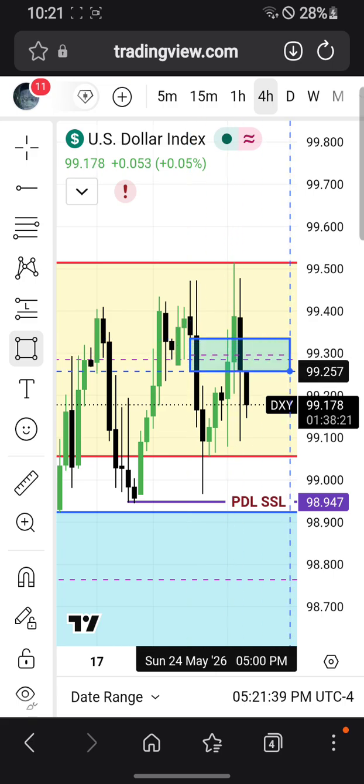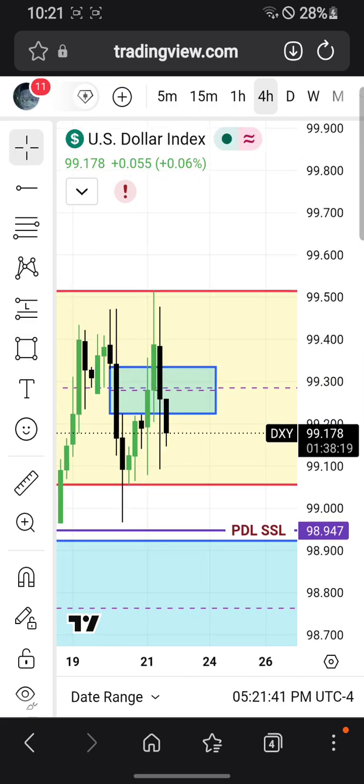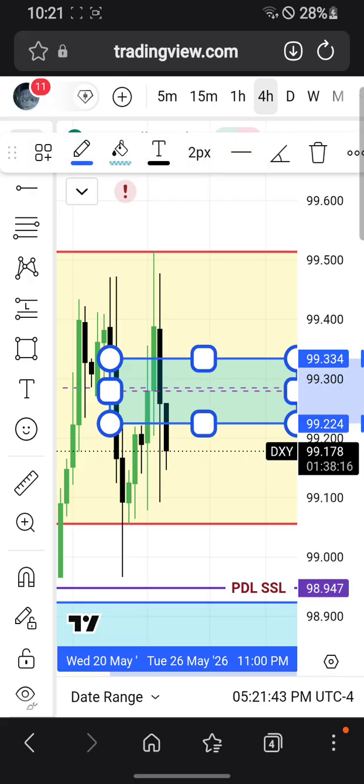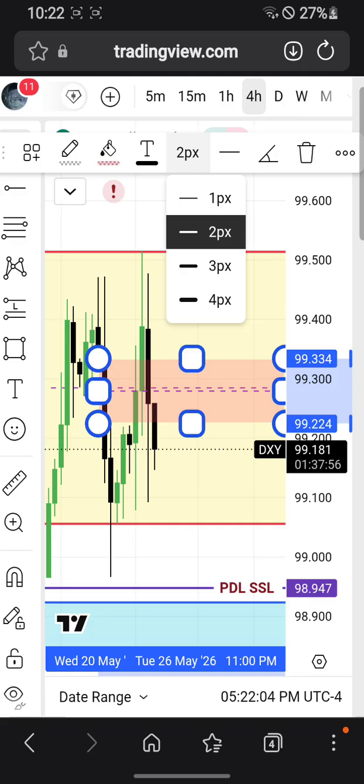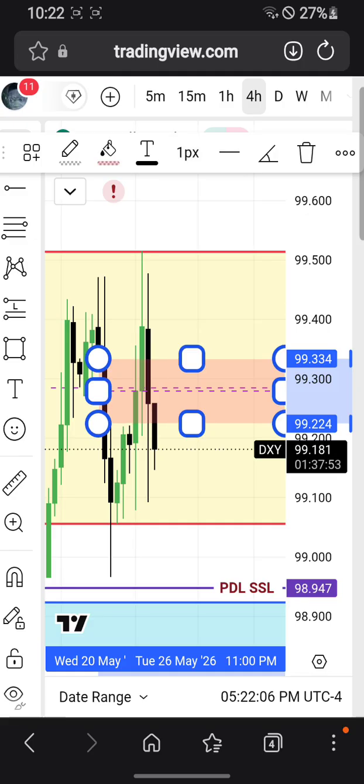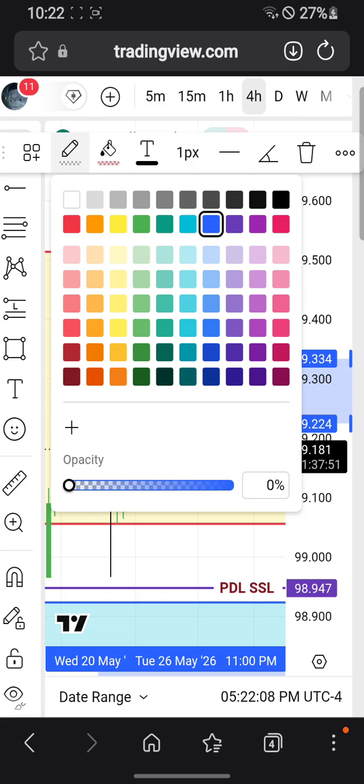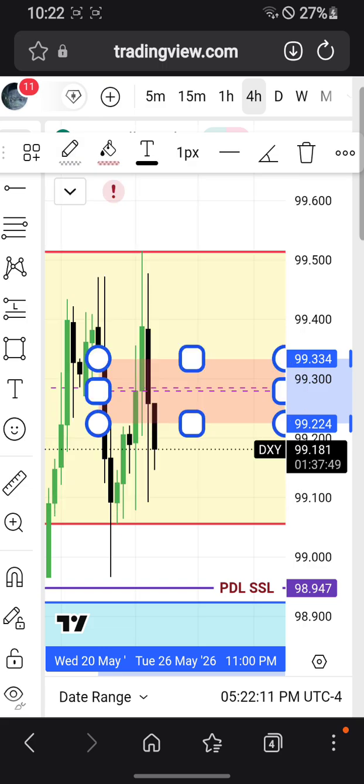This is it. Let me put it red. Okay, let me put it the color red. The color is not dark enough. Okay, then change to this. Okay, now let me do this like this.